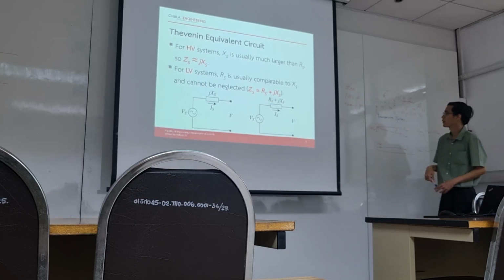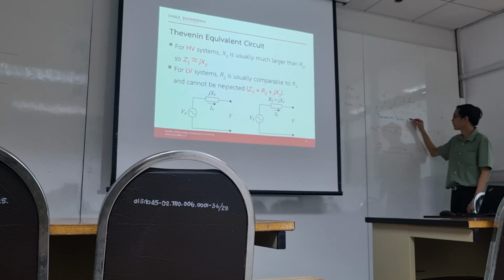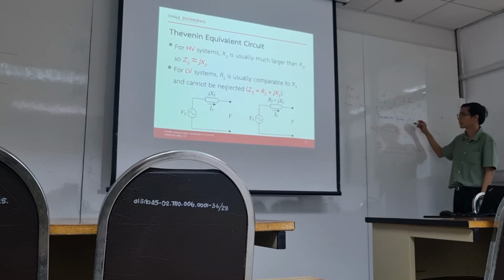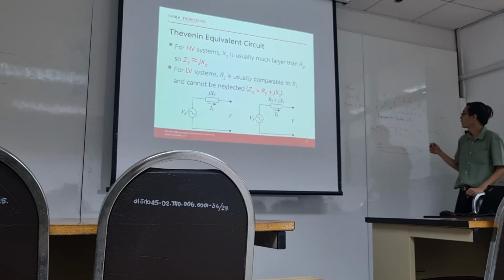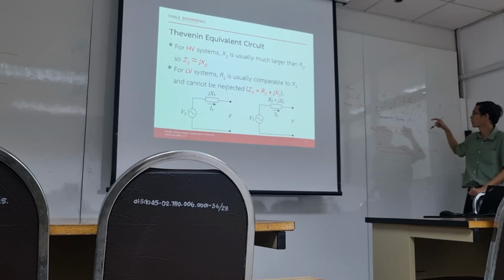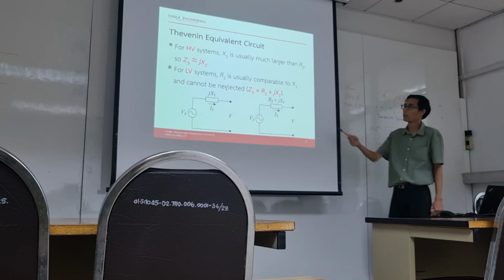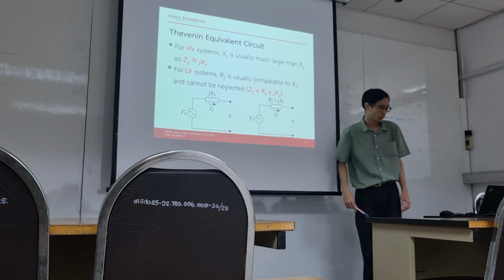If we use Thevenin equivalent circuit to represent this transmission system, you can just represent it by jX, and it's enough because R is small. But if you want to use Thevenin equivalent circuit to represent maybe here, you have to include R as well, because R in the low volt circuit is comparable to X. The magnitudes are almost the same.